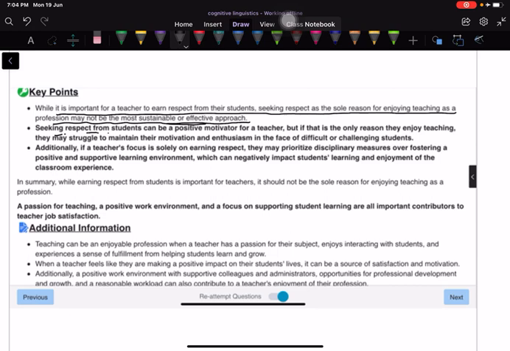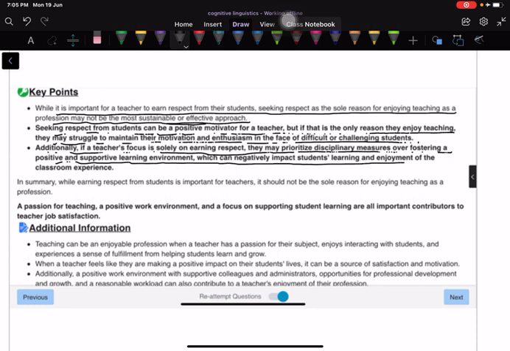Seeking respect from the students can be a positive motivator for a teacher, but if that is the only reason they enjoy teaching, they may struggle to maintain their motivation and enthusiasm in the face of difficult or challenging students. Additionally, if a teacher's focus is solely on earning respect, they may prioritize disciplinary measures over fostering a positive and supportive learning environment, which can negatively impact students' learning and enjoyment of the classroom experience.